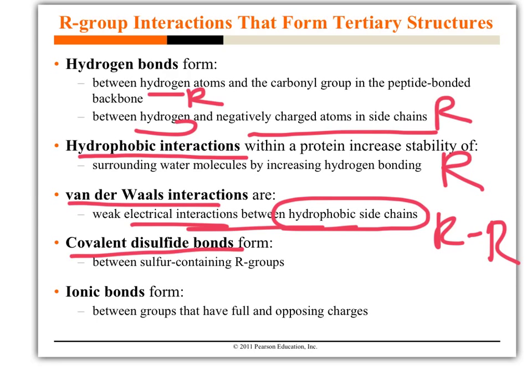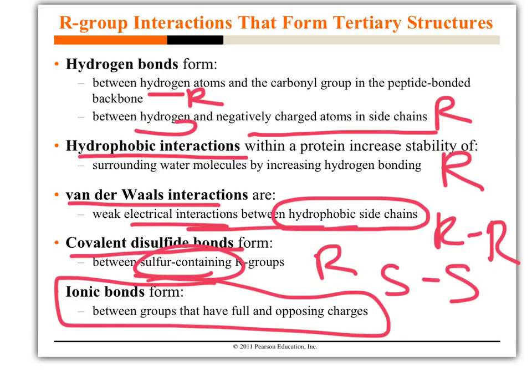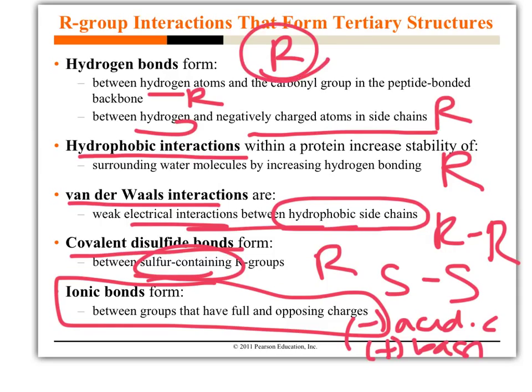Covalent disulfide bonds: if there's a sulfur in the R group, those two sulfurs can interact with each other. Or ionic bonds between groups with full and opposing charges, the acidic to the basic, right? A positive charge to a negative charge interaction. All of these are things where R groups are involved.